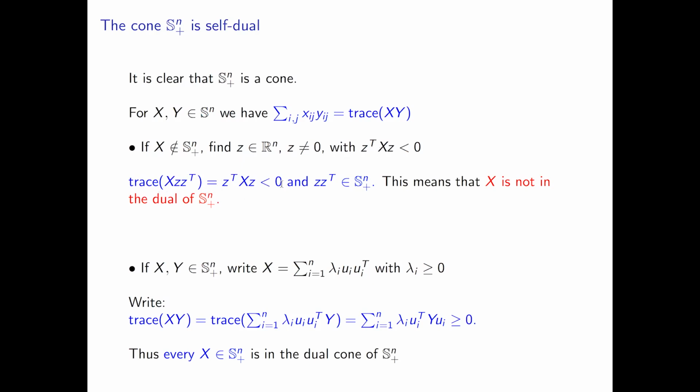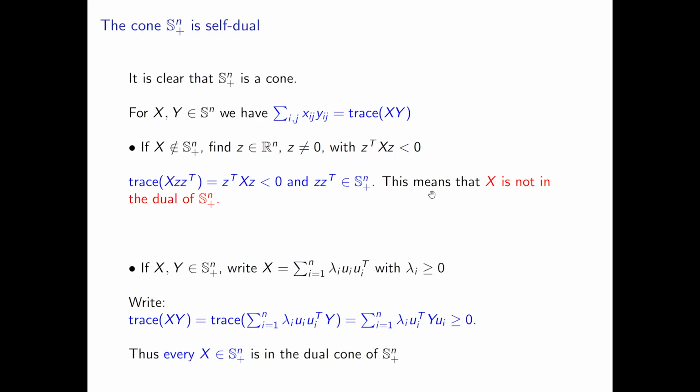And because of this property, that is negative. But z z transpose is a positive semi-definite matrix. It's a rank 1 positive semi-definite matrix. So if X is not positive semi-definite, I have found a positive semi-definite matrix for which the inner product is negative, so X cannot be in the dual cone. Okay?